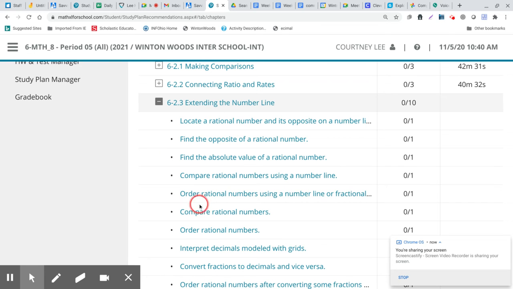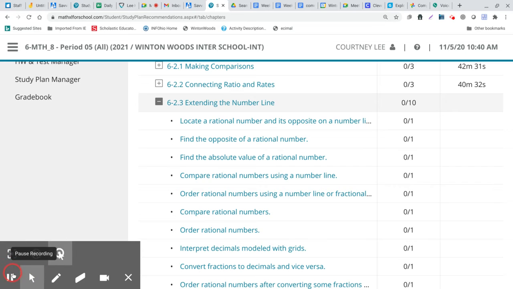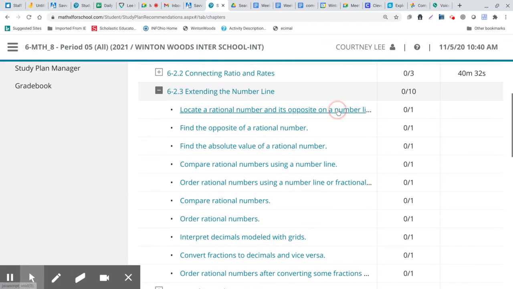All right, so now we're going to move into investigation 3, which is extend the number line. As you can see, there are 10 mastery points. The good news about extending the number line is that these skills, although there are 10 of them, are kind of simple. So let's start with locate a rational number and its opposite on the number line.